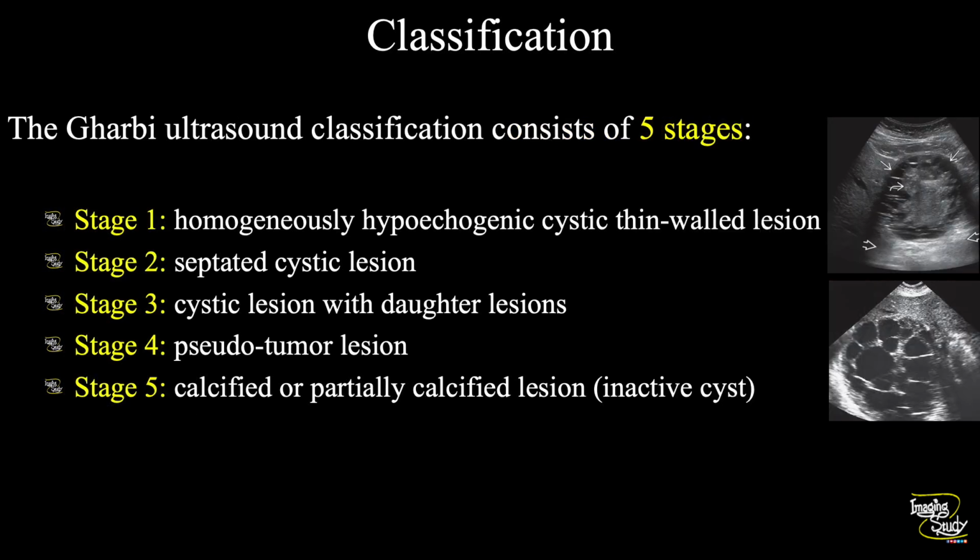There is another classification, that is the Garvey classification of ultrasound, where the hydatid is divided into 5 stages. In the first stage, you will get a homogeneously hypoechoic thin-walled cystic lesion. On stage 2, you will get the septations. On stage 3, there will be cystic lesions with daughter lesions. On stage 4, it will get slightly solidified, appearing as a pseudotumor lesion. And on stage 5, there will be calcification, indicating an inactive cyst.